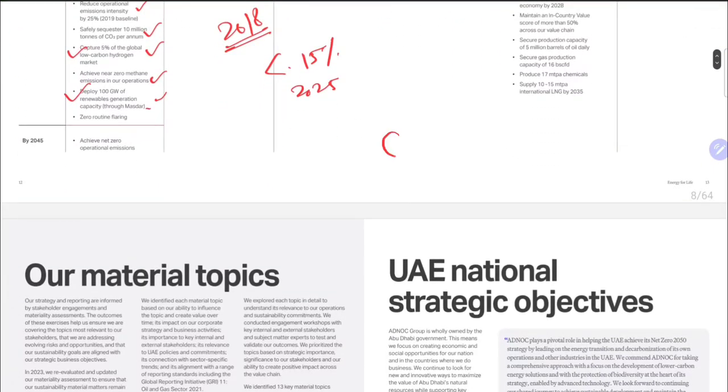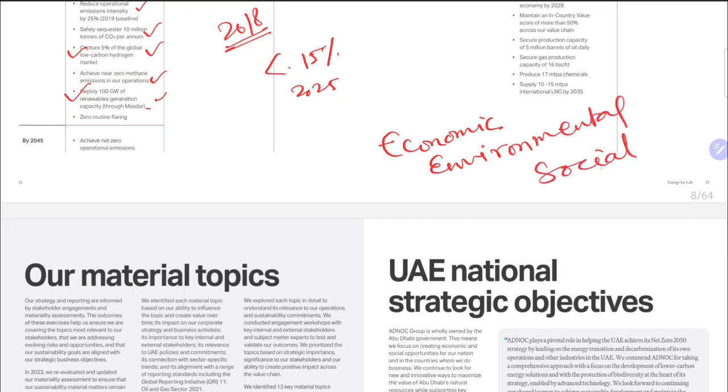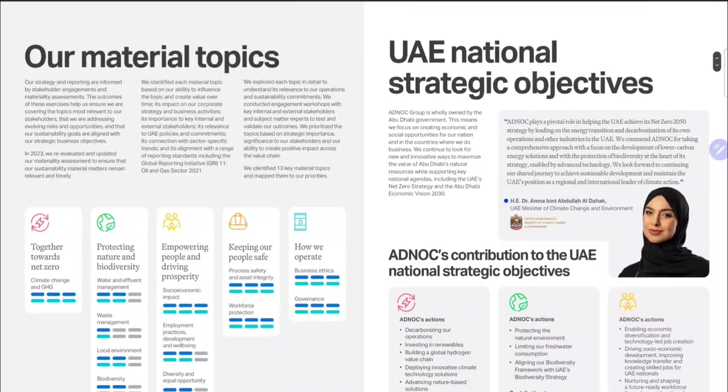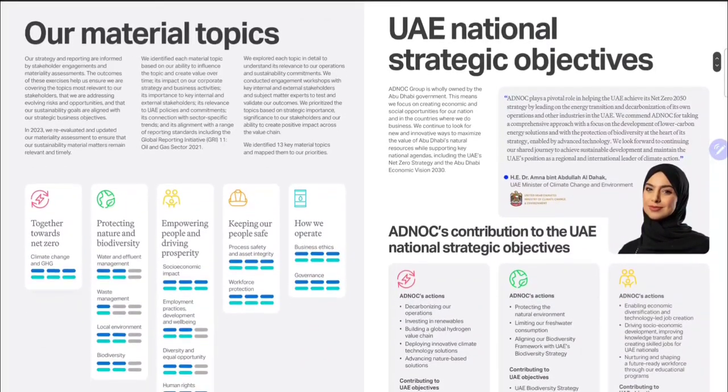So basically, you see the economic, environmental and social pillars covered in capturing the information. So basically we can say people, planet and profit, all three triple bottom line concepts have been incorporated for reporting purposes actually. The next comes the materiality topics.